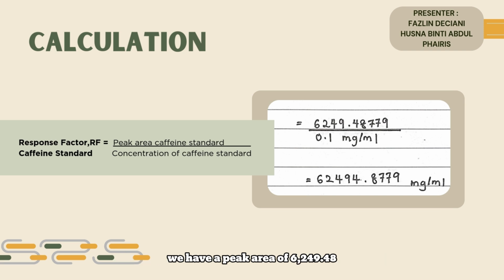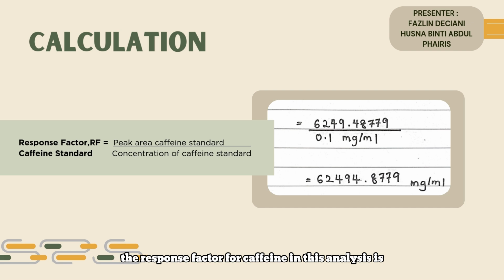We have a peak area of 6,249.48 and a concentration of caffeine standard of 0.1 mg/ml. Substituting these values into the formula, we get the answer of 62,494.87 mg/ml. This is our response factor for caffeine under this specific HPLC condition.